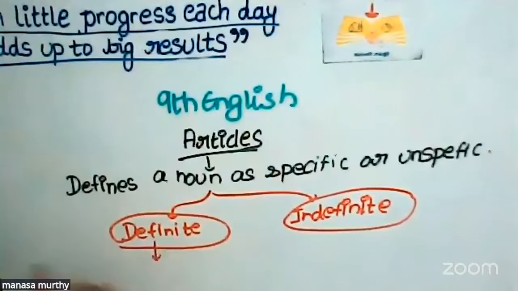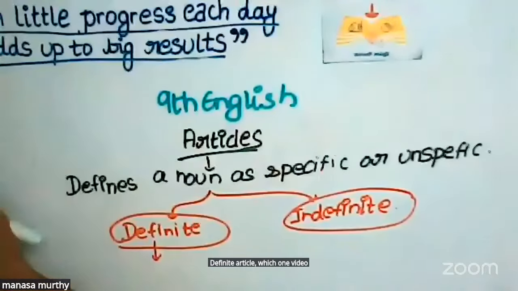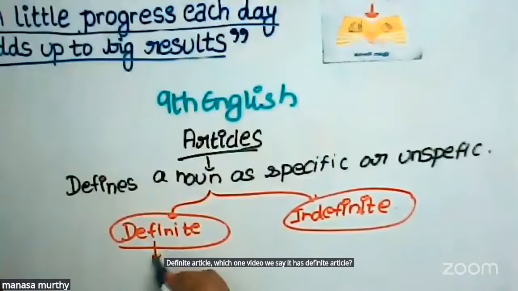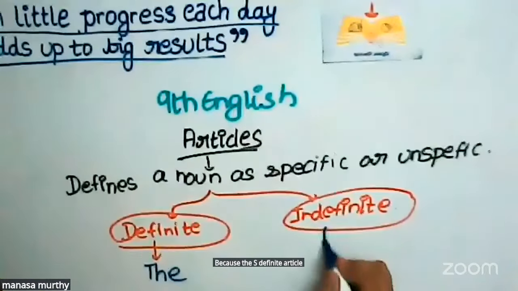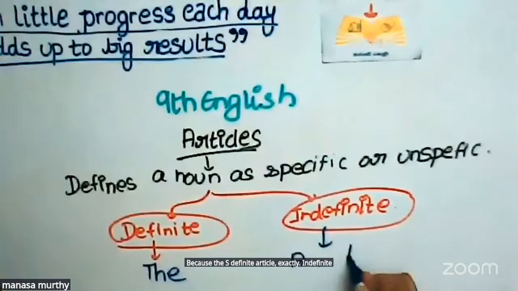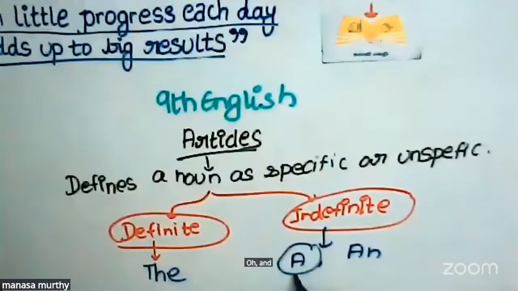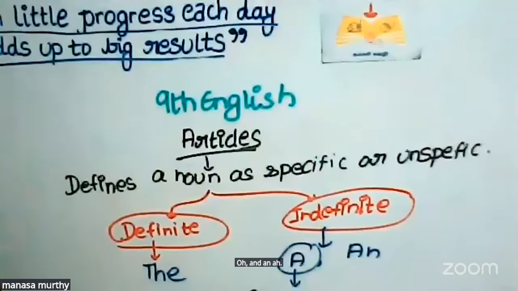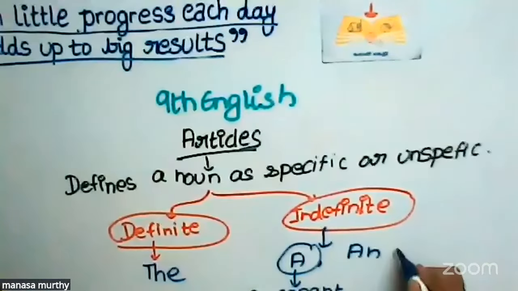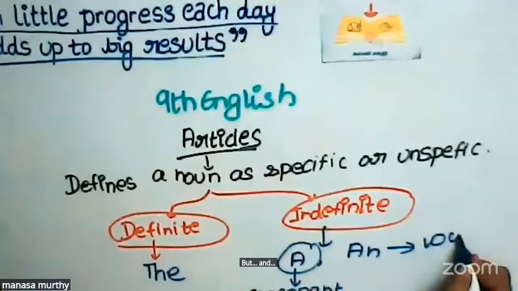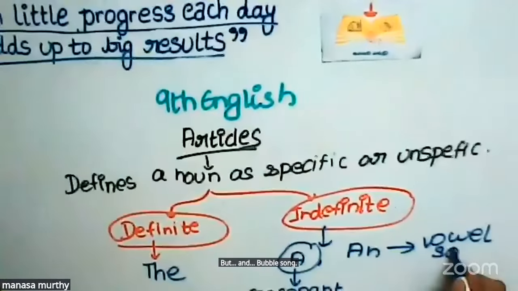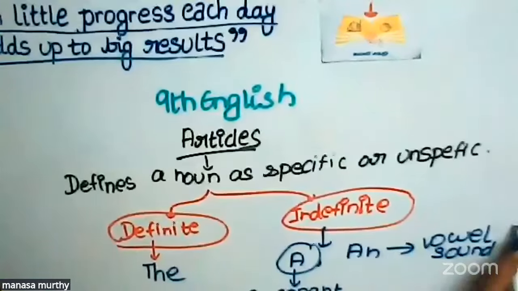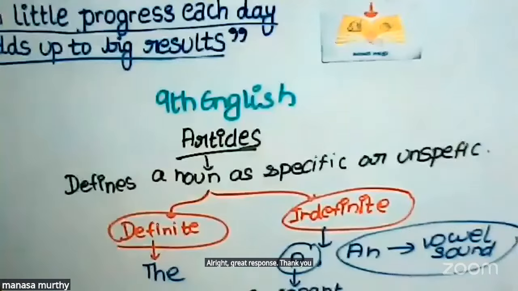Definite article, which one do we say is the definite article? We call the a definite article, exactly. Indefinite articles, we call a and an. A is used for consonant sound words and an for vowel sound. Correct. Great response. Thank you so much.